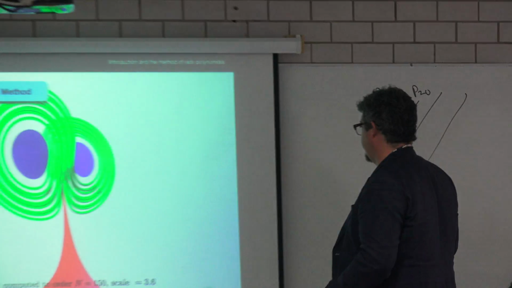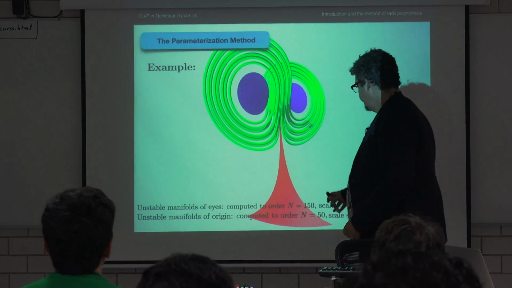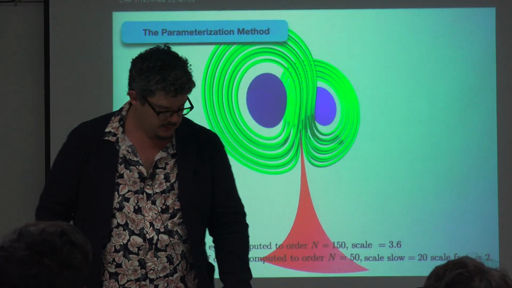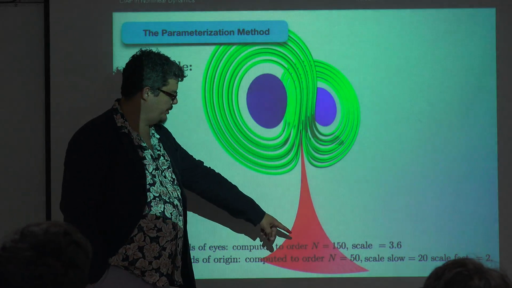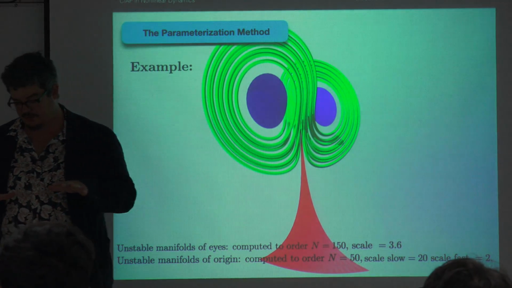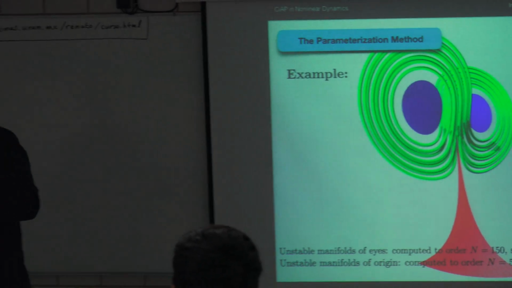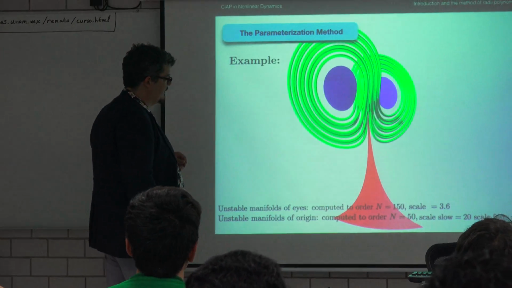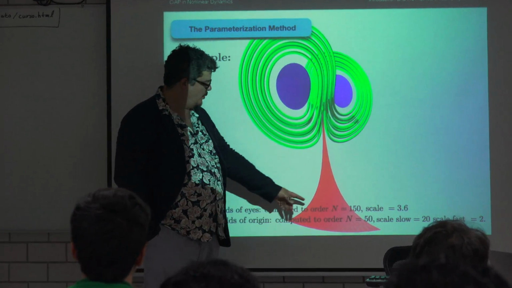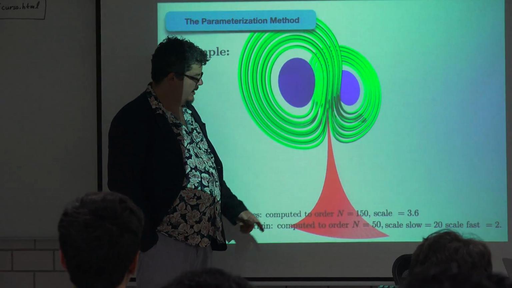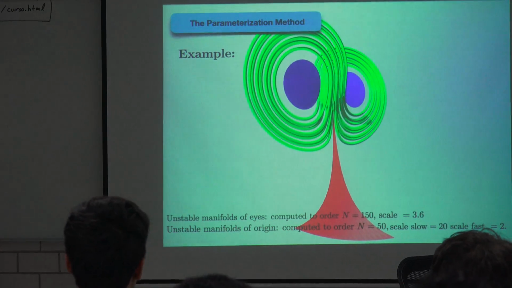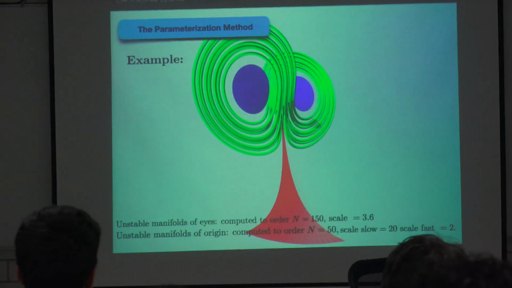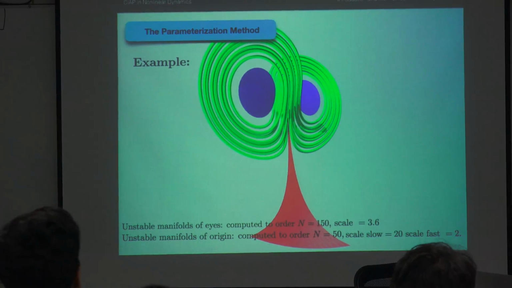So here are some examples in Lorentz. The blue manifolds are the unstable manifolds of the I's. These are computed to pretty high order because the dynamics at the I's are not resonant, but they're very slow, so I need to compute to high order to see anything. But at the origin, I have distinct eigenvalues. This is a parameterization of the stable manifold at the origin, to order 50.